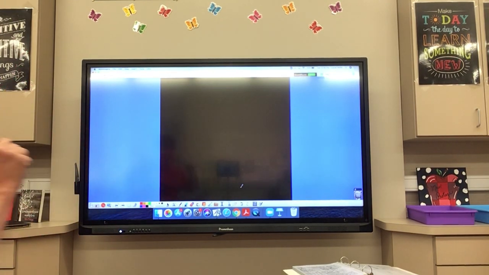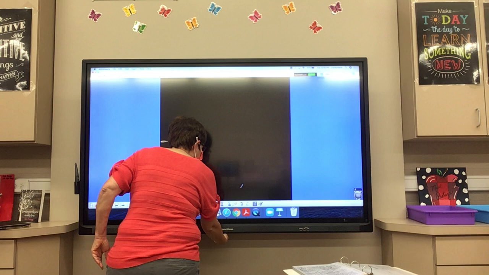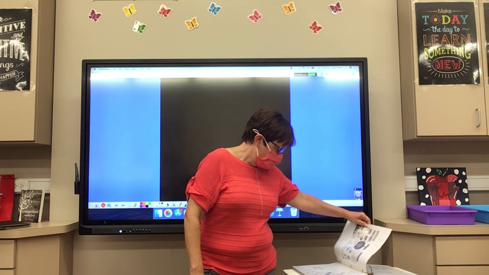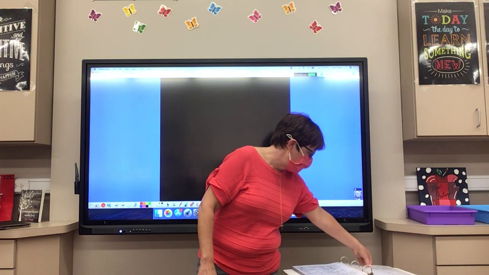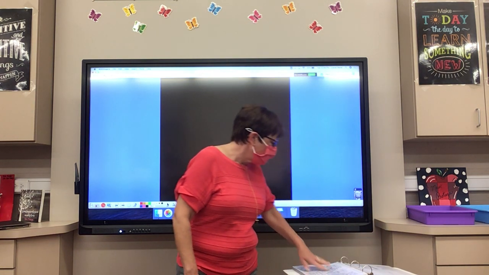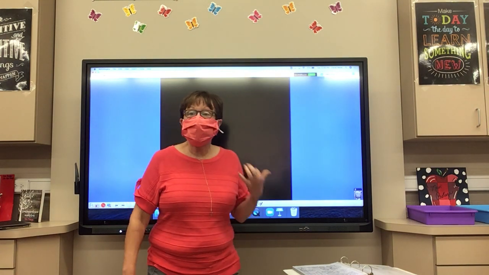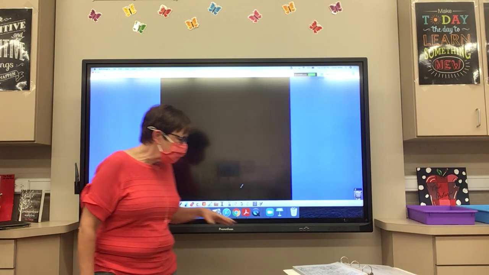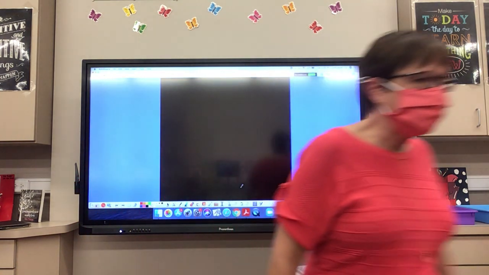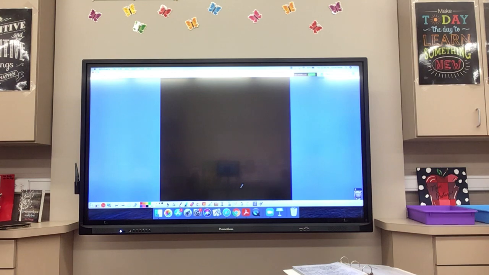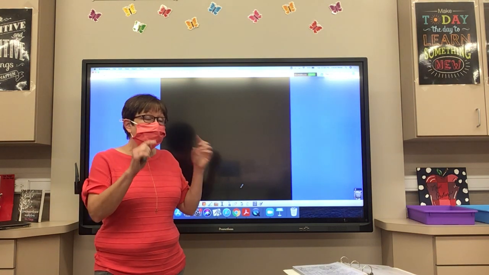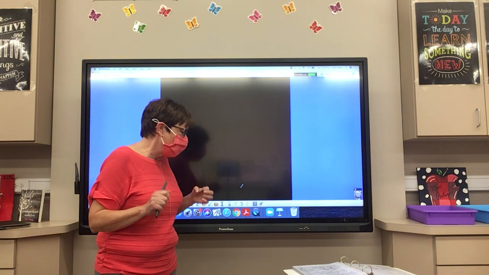Okay, boys and girls, we're gonna finish our science foldable on force and motion. We already talked about magnetism, gravity, and friction. We did the center, about force being a push or a pull, measured in newtons. So we did that portion of our foldable, right, boys and girls? Now we have two different sections to work on.